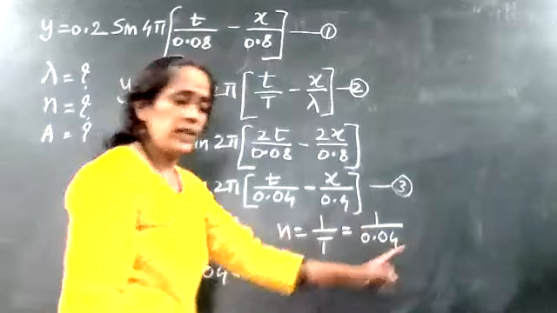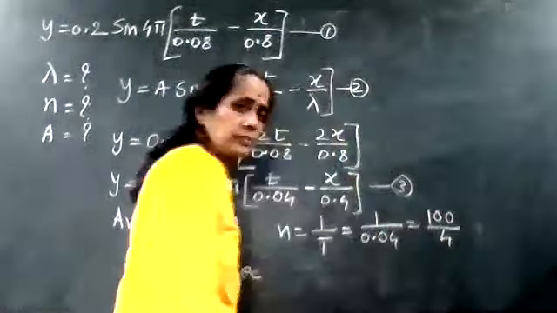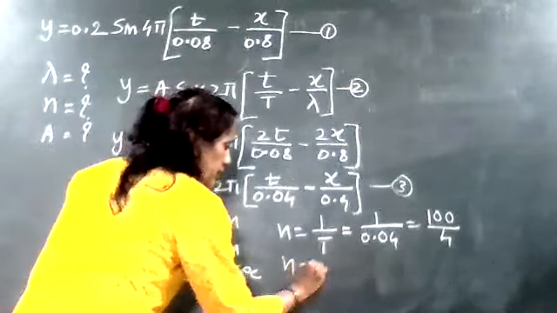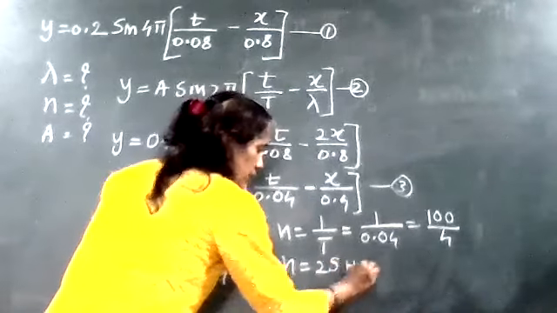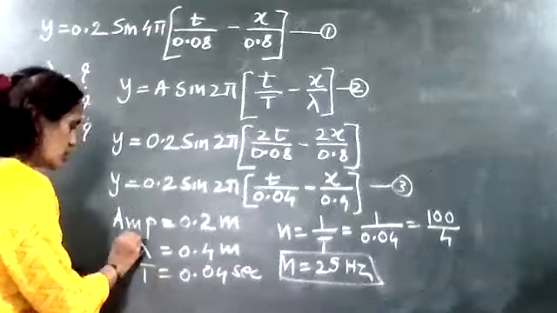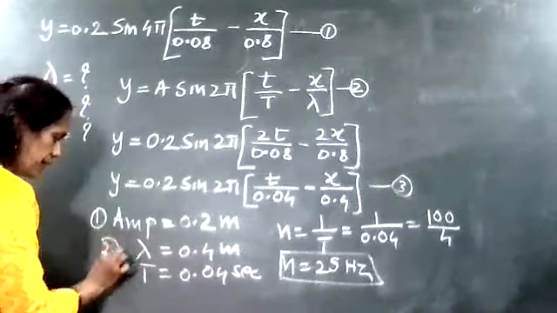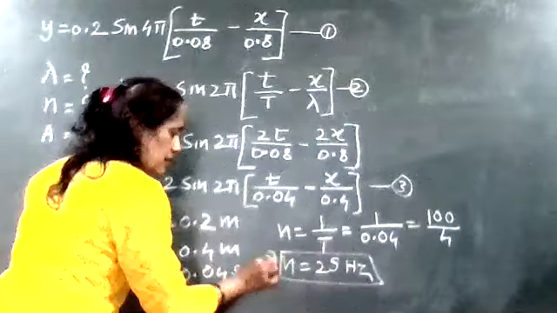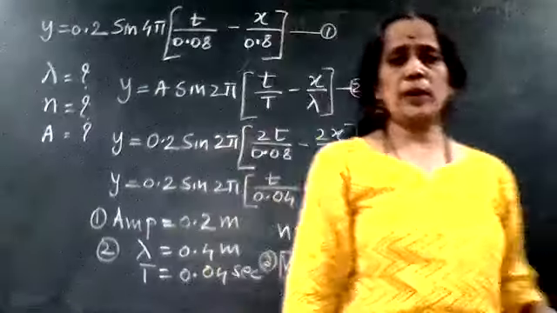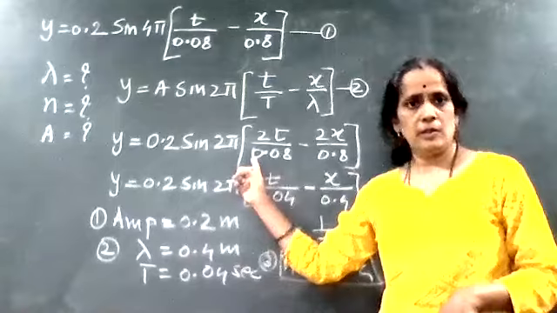So 1 upon 0.04 can be written as 100 upon 4, and 100 upon 4 is nothing but 25. Means what I am getting? Frequency. Got it? Always prepare such type of equation in a proper manner. Clear?